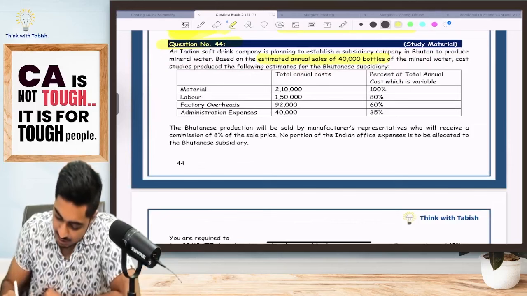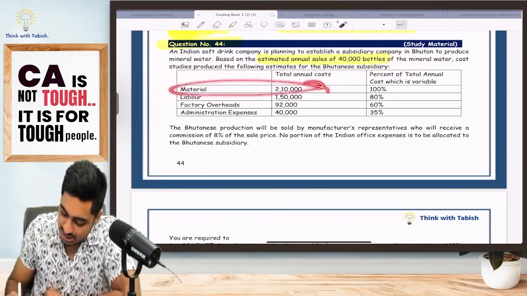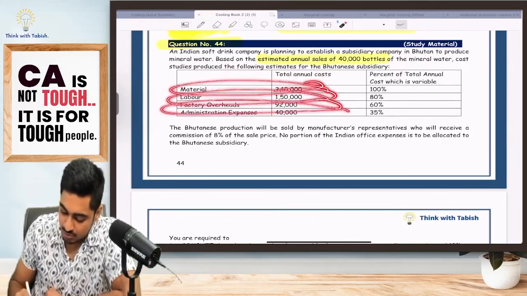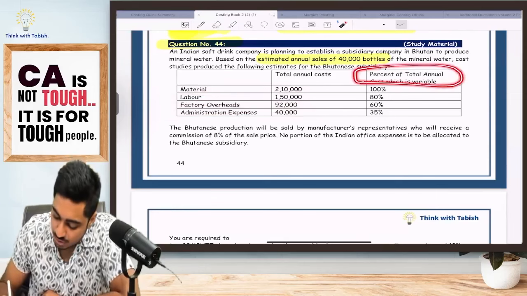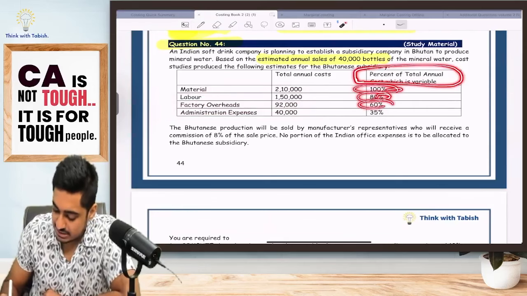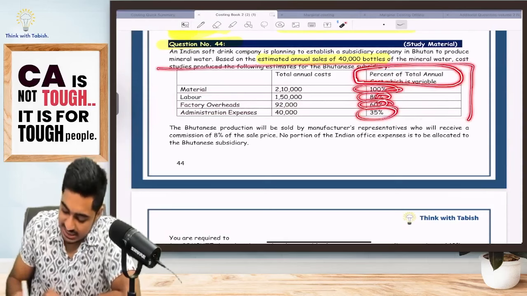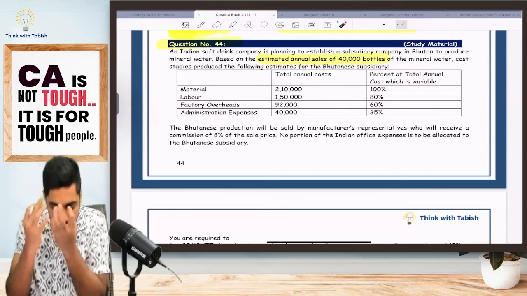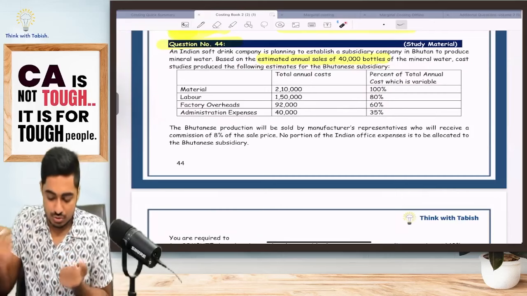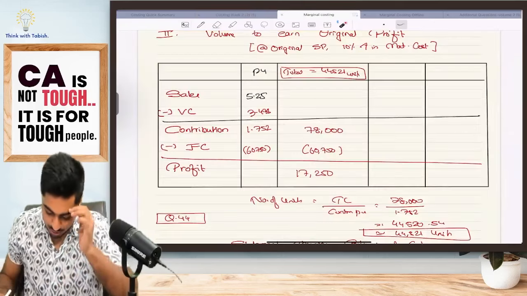They are telling: material, how much will be my annual cost? Labor, how much? Factory overhead, how much will it be? Admin overhead, how much will it be? Then they are telling the percentage of total cost which is variable: 100, 80, 60, 35. Now let me bifurcate this data. Tell me students, how do I want my variable cost per unit? How do I want my fixed cost total? So pay attention to what I am going to do.